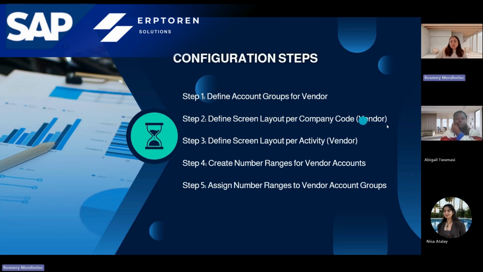And these are the steps we're gonna follow. First step, we're gonna define the groups for vendors. We're gonna define the screen layout per company code. We're gonna define the screen layout per activity as well. And also we're gonna create the number ranges for vendor accounts. And we're gonna assign the number ranges to vendor account groups.